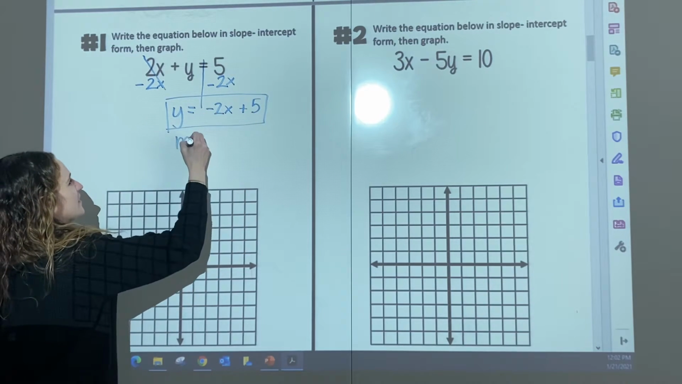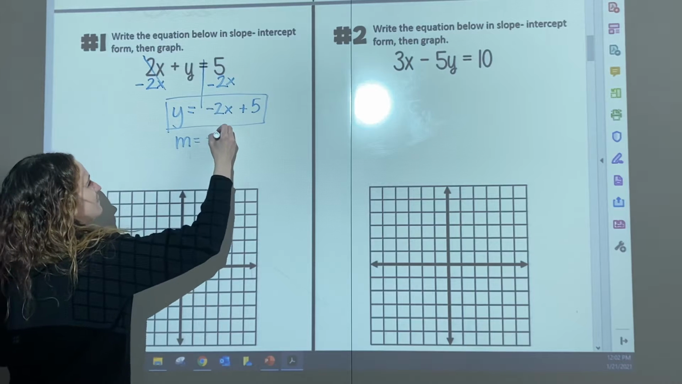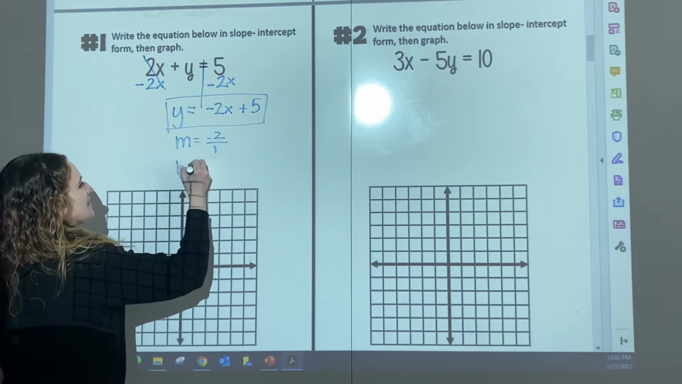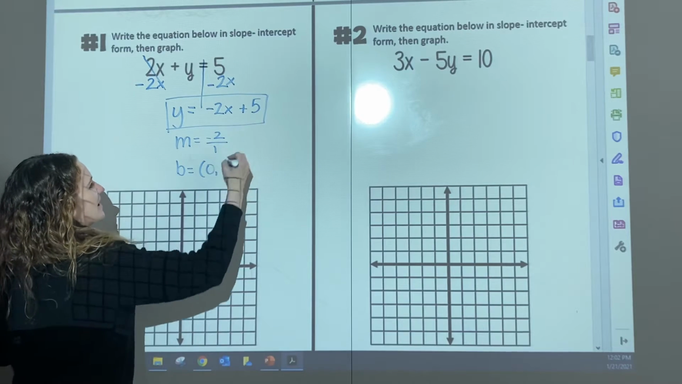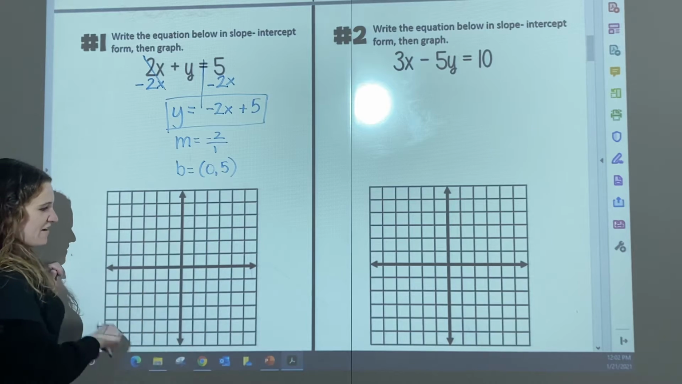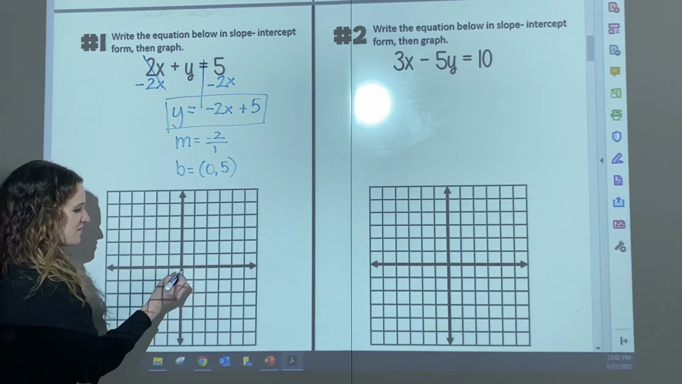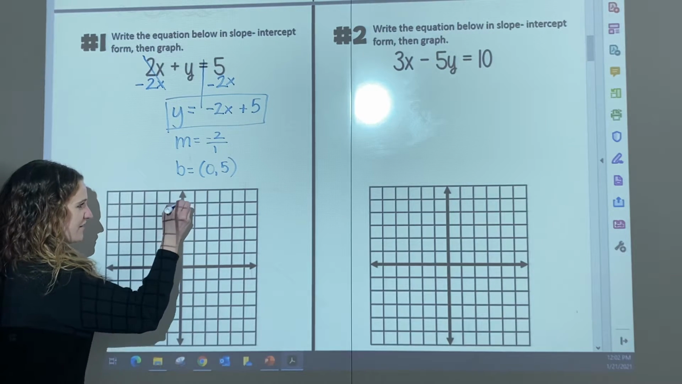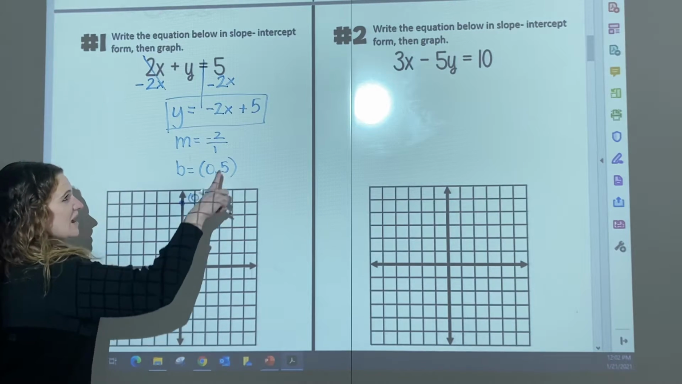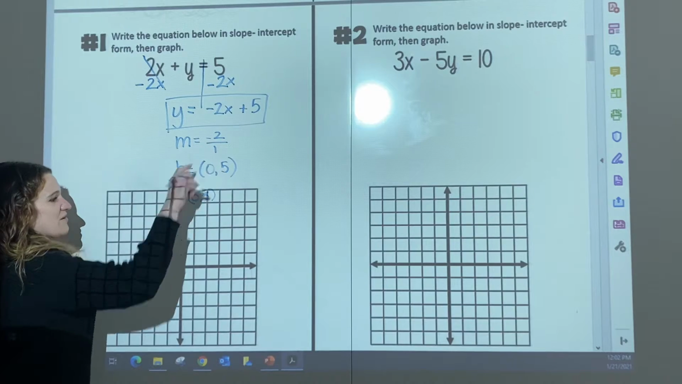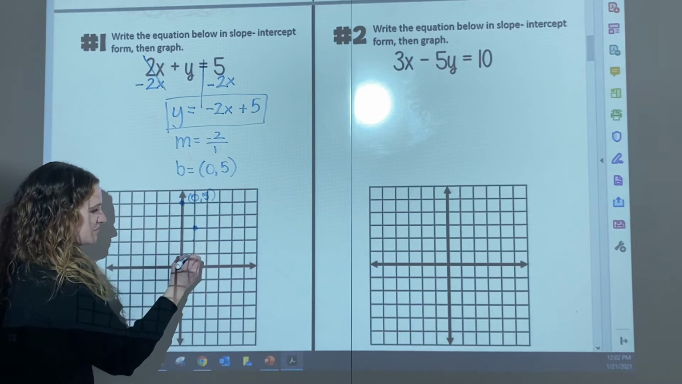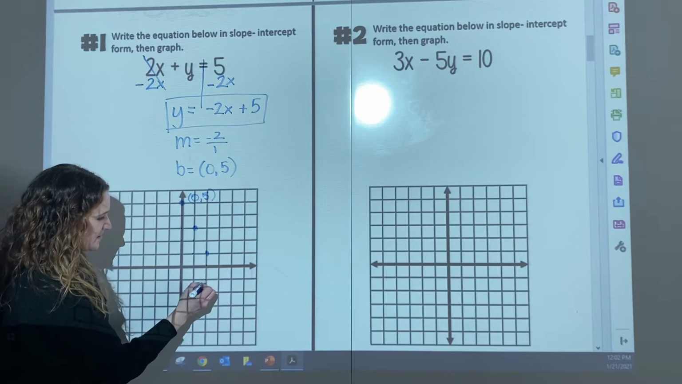My slope is always attached to my x, negative 2 over 1. My y-intercept, my b, is going to be 0, positive 5. And that's where I want to start. So on my graph, I'm going to go to 0, 5, which is 1, 2, 3, 4, 5, right there. And from that point, I'm going to want to go down 2 to the right 1. Down 2 to the right 1. I'm going to keep doing that until I go off my graph.